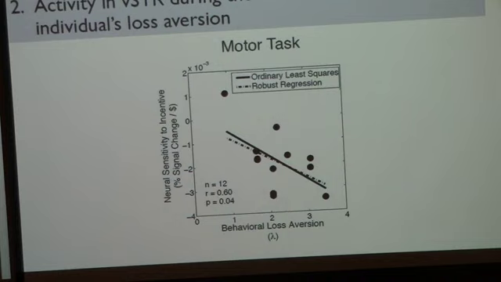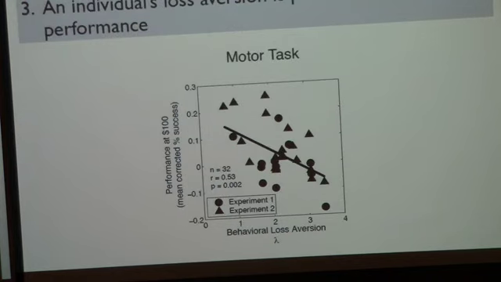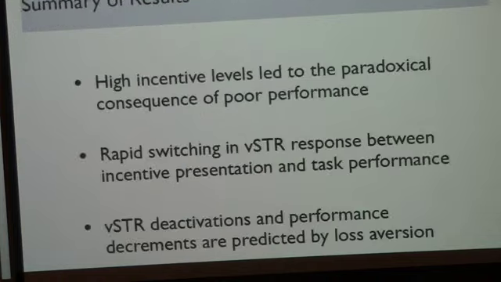So this result shows that the signal change or the activity of your ventral striatum during the motor task is clearly related to your loss aversion. And then finally, loss aversion can be predictive of your behavioral performance. So the higher the loss aversion is, at a certain incentive, your performance is actually worse because you have more pressure.